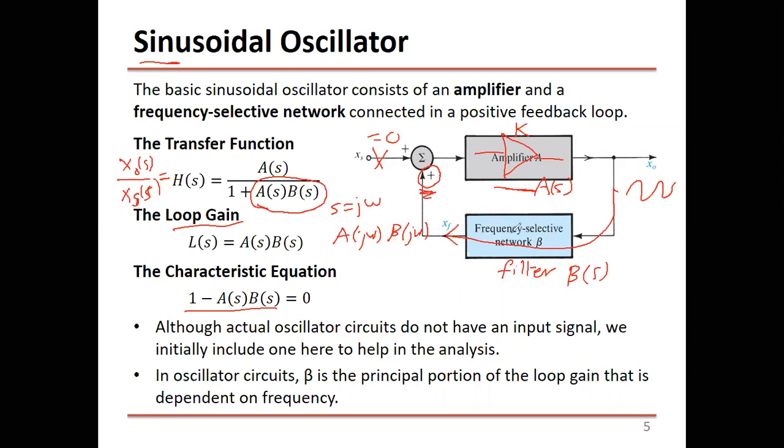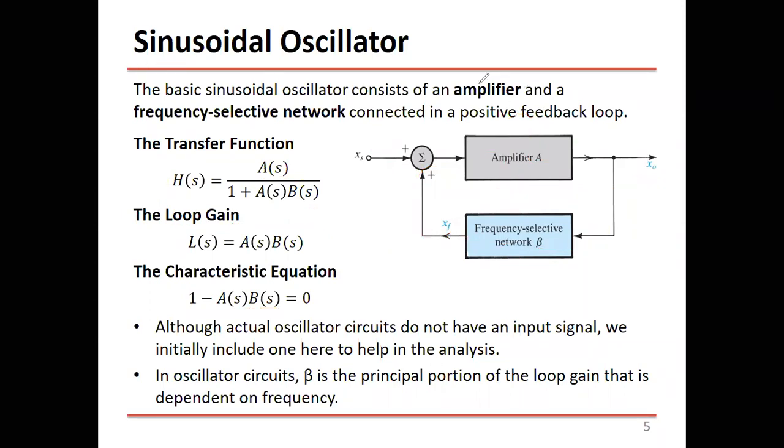The network portion here, the frequency selective network beta of S, is the principal portion of the loop that is dependent on frequency. So K normally is independent of frequency, or A of S is a constant. So A of S is not frequency dependent, but B of S is a function of frequency, okay? So it's a function of S, and therefore it's a function of frequency.